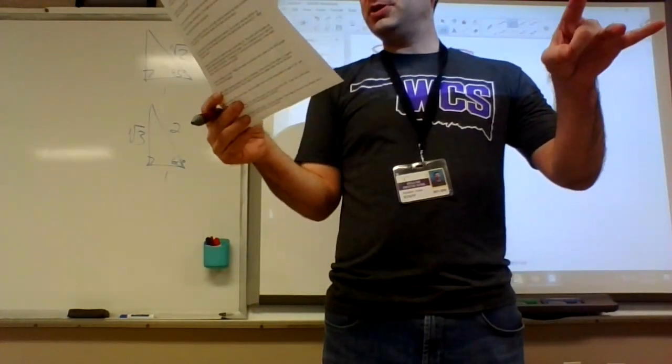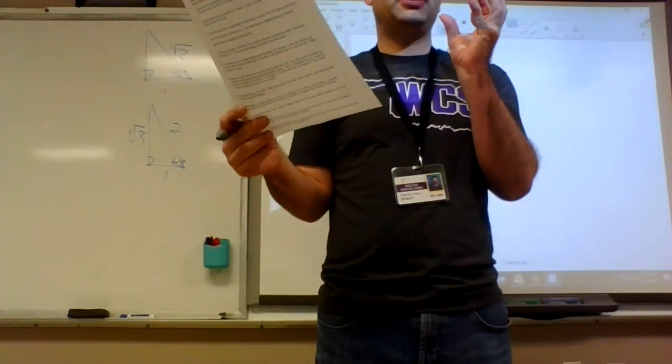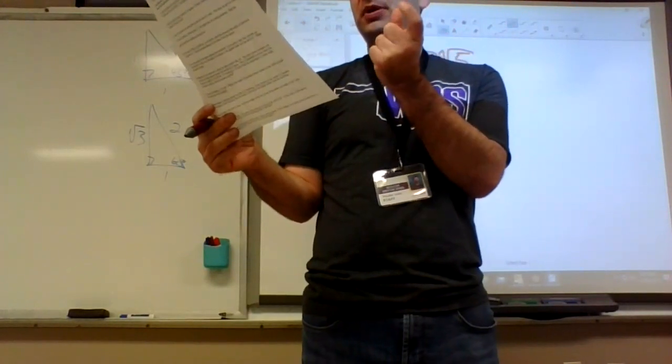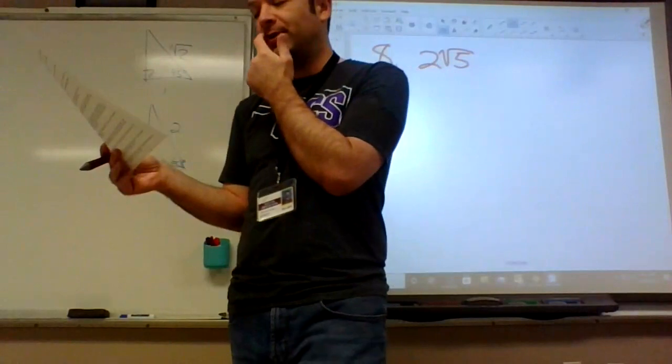On number 10, when you multiply by the square root of 3, basically it's like square root of 3 over 1. You just put square root of 3 on the top. It's the easiest way to do it. Like 13 square root of 3 over 2.